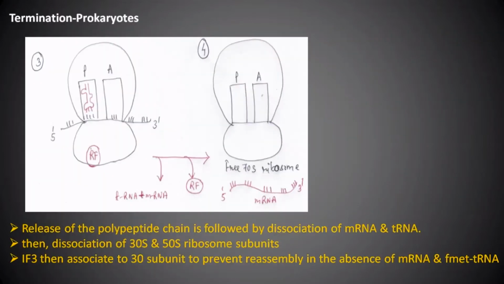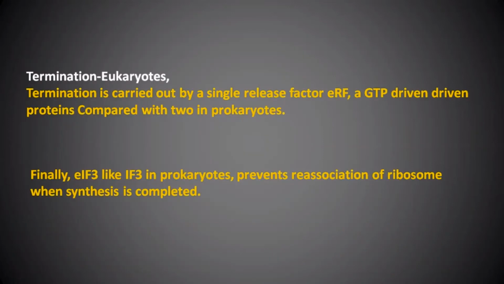So now the release of the polypeptide chain is followed by dissociation of mRNA and tRNA, and dissociation of 30S and 50S. Now a factor will come and associate to prevent reassembly in the absence of mRNA. So elongation and termination are very simple steps. In eukaryotes, termination is carried out by a single release factor, eRF, which you should remember, and in prokaryotes RF1 and RF2 are used.